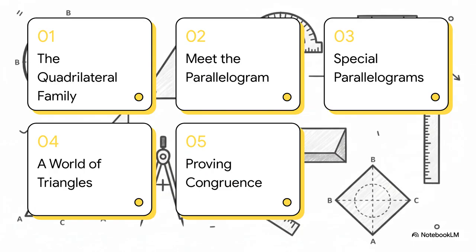So here's our game plan for today. We're going to start by meeting the head of this quadrilateral family. Then we'll get to know its pretty special kids, the rectangle and the rhombus, and even a grandchild. After that, we'll shift gears to the building blocks of geometry, triangles. And we'll wrap up with the ultimate toolkit for proving they're identical.